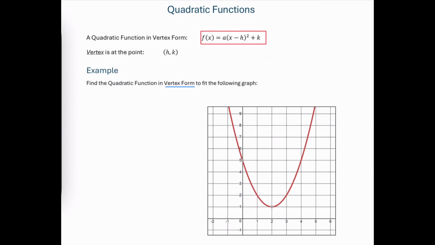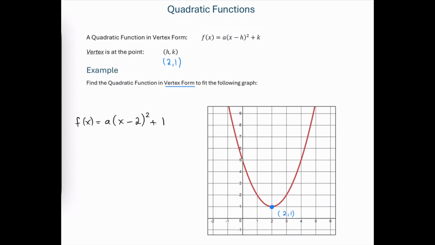Now on this graph, we're given the vertex point, which is the ordered pair (2, 1), and so we can use (2, 1) and plug that in for (h, k), and that's where we start. So f of x is going to be a times (x minus the x coordinate of the vertex, which is 2) quantity squared, plus the y coordinate of the vertex, which is 1. We're now pretty close to having the function, except for the value that we need to find is a.